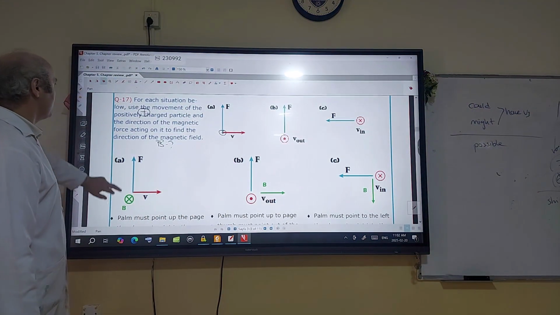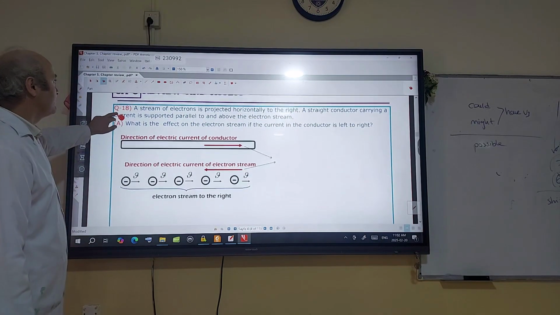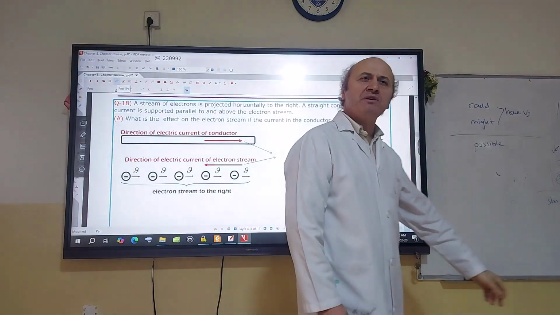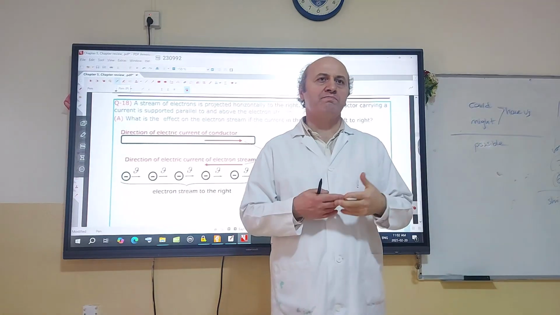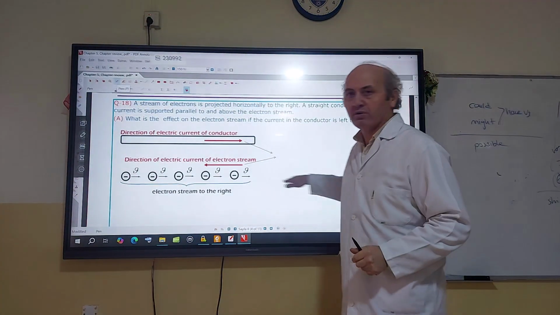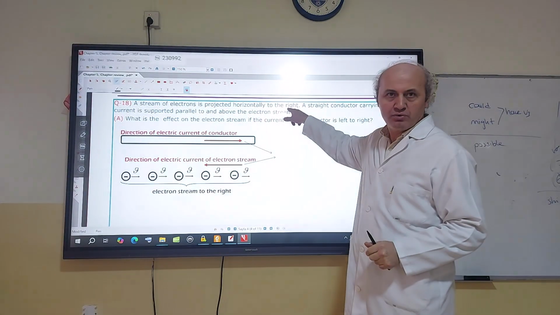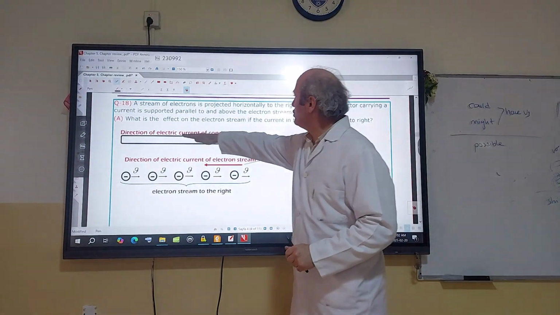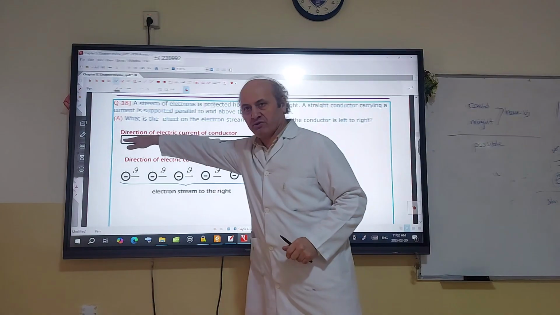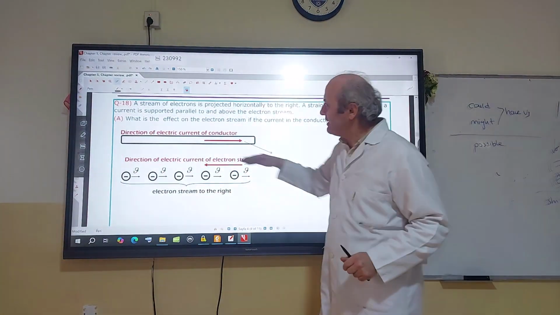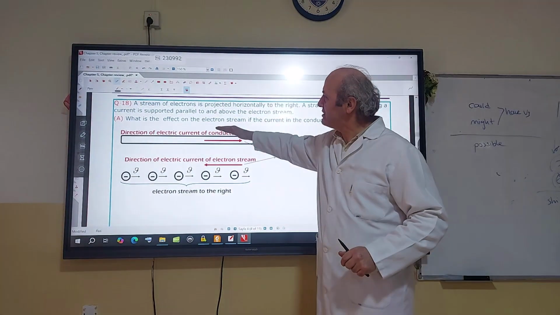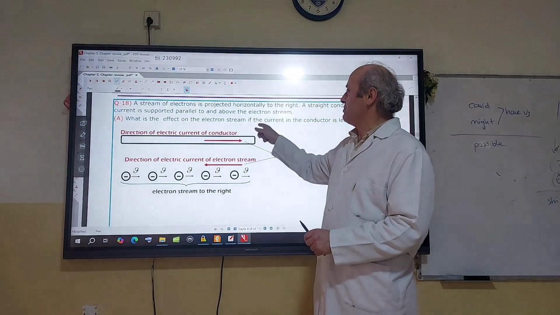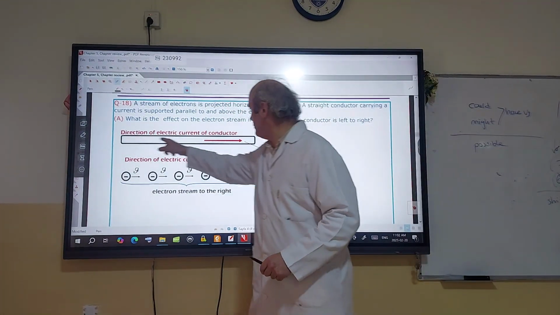Now let's continue to the next problem. After 17, we have 18. A stream of electrons is projected horizontally to the right. Stream of electrons means thousands of electrons, billions of electrons are moving to the right, horizontally to the right. A straight conductor carrying a current is supported parallel to and above the electron stream, yani another conductor. Stream of electrons to the right, another conductor right, parallel and above. What is the effect on the electron stream if the current in the conductor is from left to right?